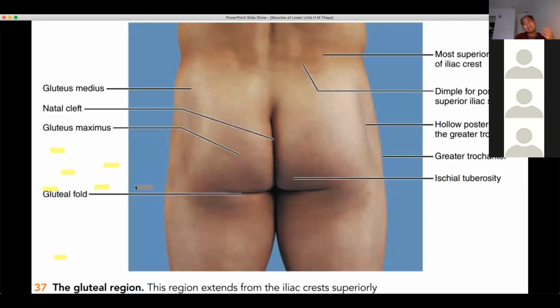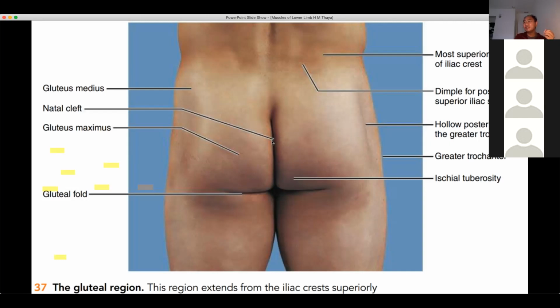Gluteal fold, that's the name, is important, because if you are in urgent care and you make a referral to somebody, you need to know where the injury is. If the stab wound is just around there, you have to say just below the gluteal fold, so that the person on the other side of the phone can understand.